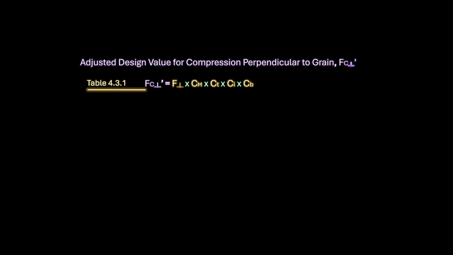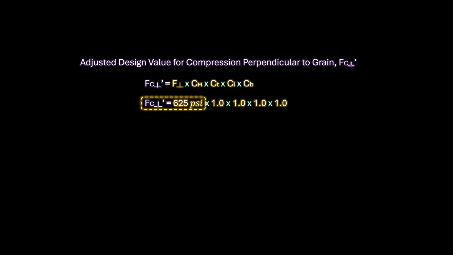We had previously determined that the reference compression design value perpendicular to grain for grade number 2 Douglas fir larch lumber is 625 pounds per square inch. We have also determined that the wet service factor, the temperature factor, the incising factor and the bearing area factor are all 1.0. Therefore, the compression design value perpendicular to grain is 625 pounds per square inch.